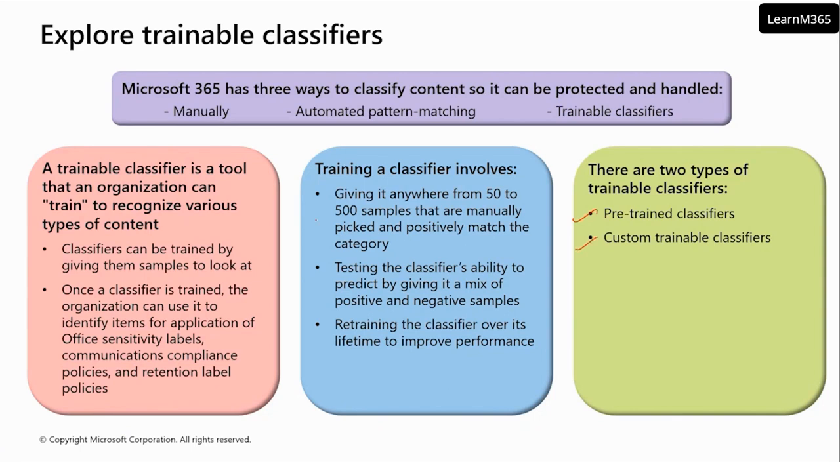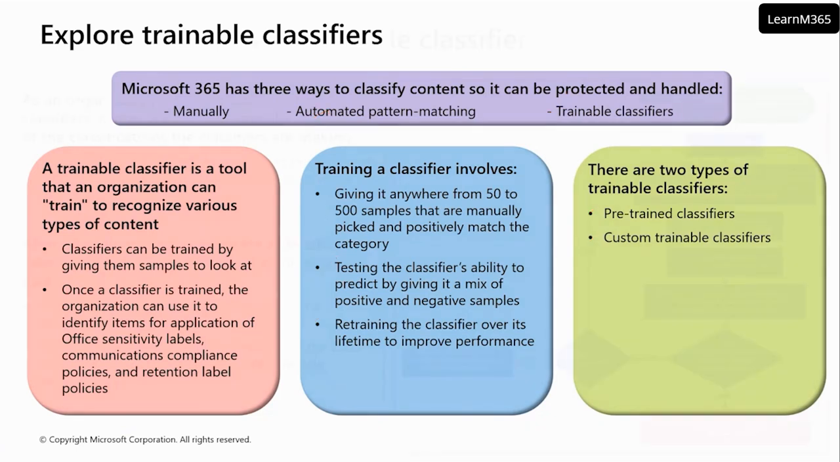We have to give the samples, about 50 to 500 sample files that are manually picked and positively match the category. Then test the classifier's ability to predict by giving it a mix of positive and negative samples, and retrain the classifier over its lifetime to improve performance. So it has three ways to classify content: it can be protected and handled manually, then we have automated pattern matching, and we have trainable classifiers.